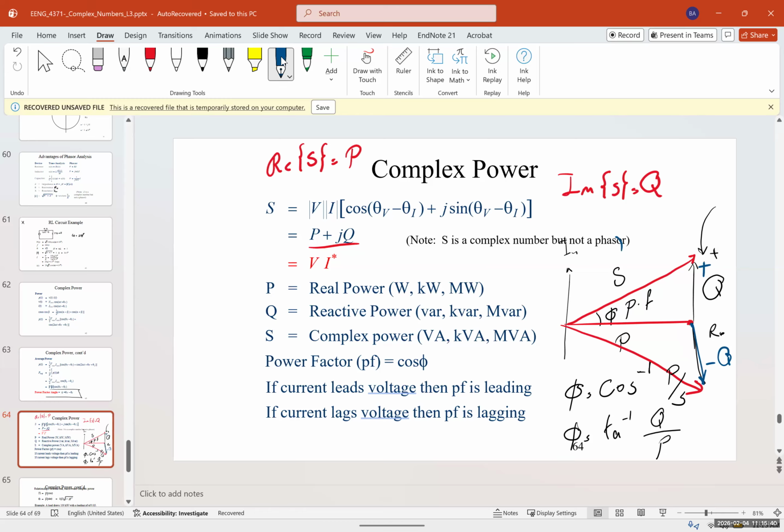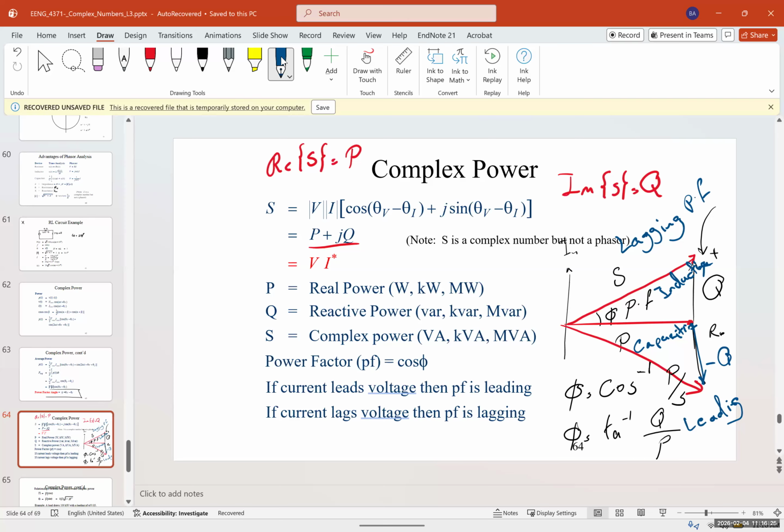So when Q is positive, we have a lagging power factor. And when Q is negative, we have a leading power factor. When we have a leading power factor, do we have a capacitive or an inductive load? Capacitive, thank you. So we have a capacitive load. And then when Q is positive, we have an inductive load. That's the reason when we have an inductive load, we use a capacitor bank for power factor correction, okay?